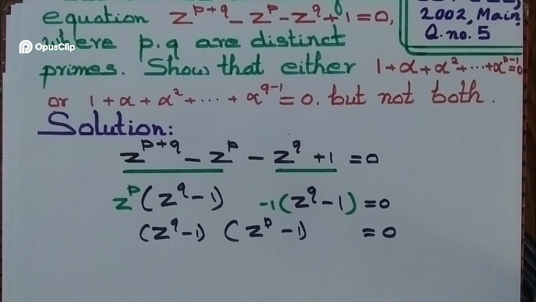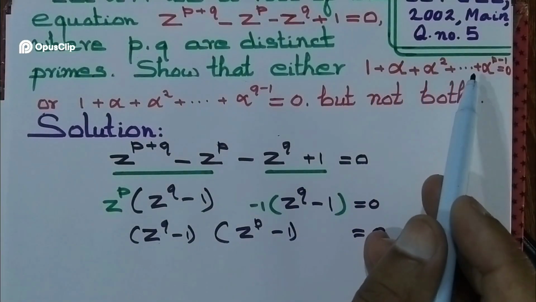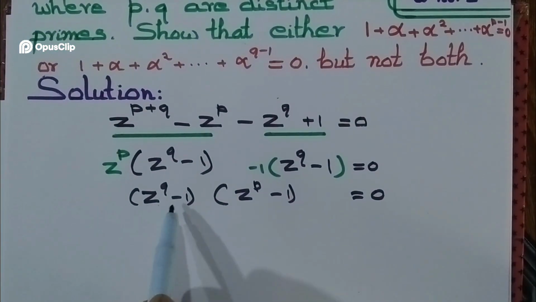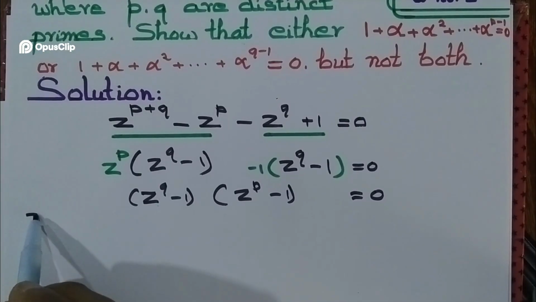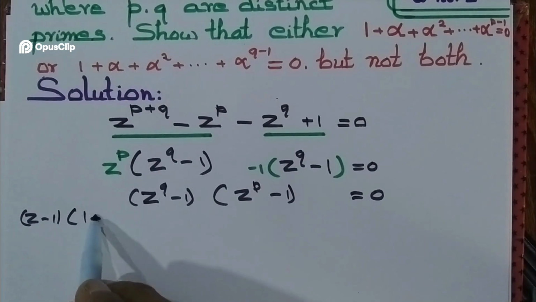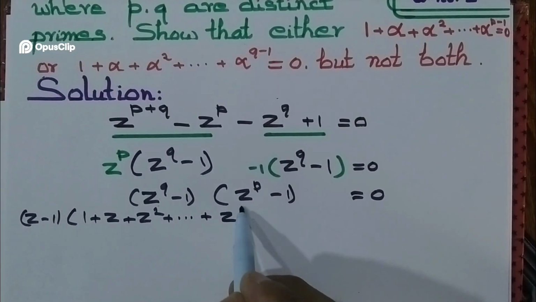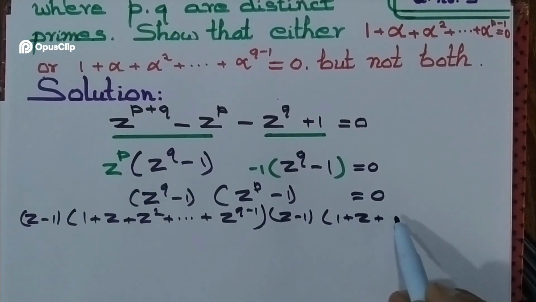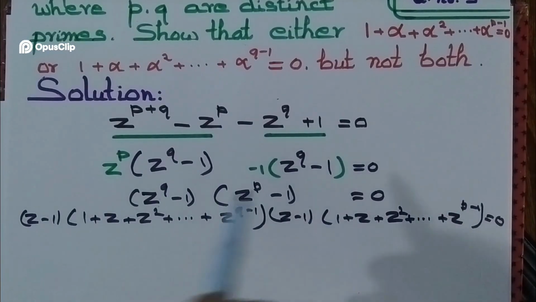Are we done? No. You observe that we can factorize it further. We just need 1 plus alpha square plus alpha cube plus dot dot dot plus alpha to the power p minus 1 equal to 0, but we are not getting an expression of that kind. But if we factorize, then we can get it. We can simply factorize z to the power q minus 1 as z minus 1 times 1 plus z square plus dot dot dot plus z to the power q minus 1. What about z to the power p minus 1? We can factorize it as z minus 1 and then 1 plus z square plus dot dot dot plus z to the power p minus 1 equal to 0. We copy as it is.